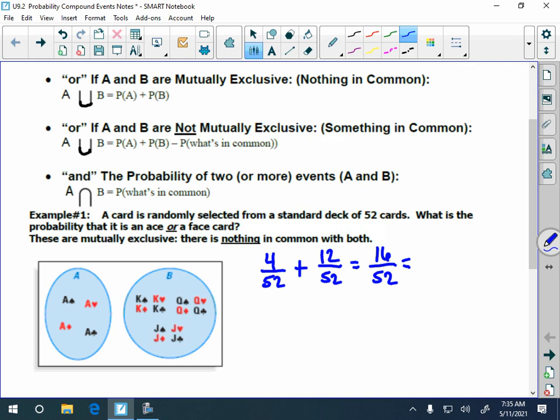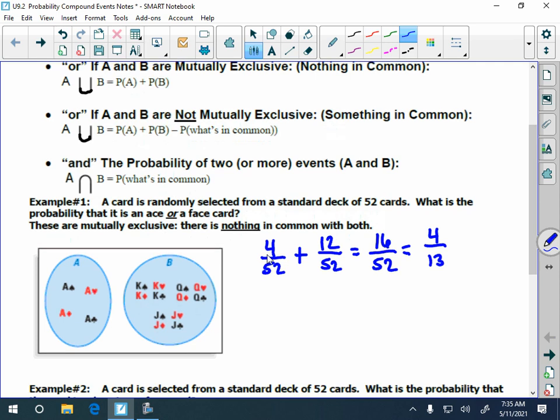So again, we can divide. Let's see, I think 4 goes into both of those. So that's going to be 4 out of 13.